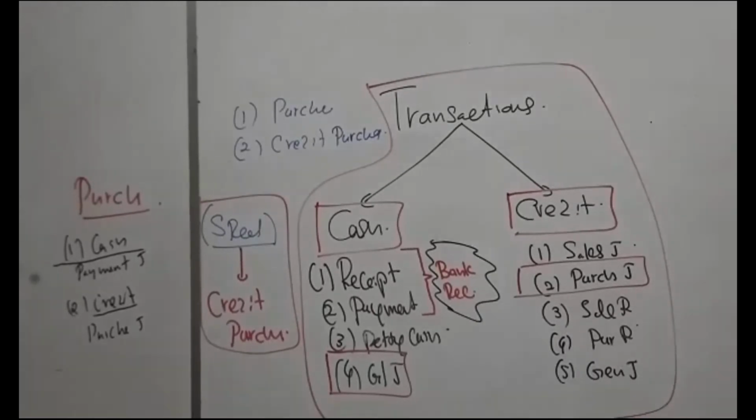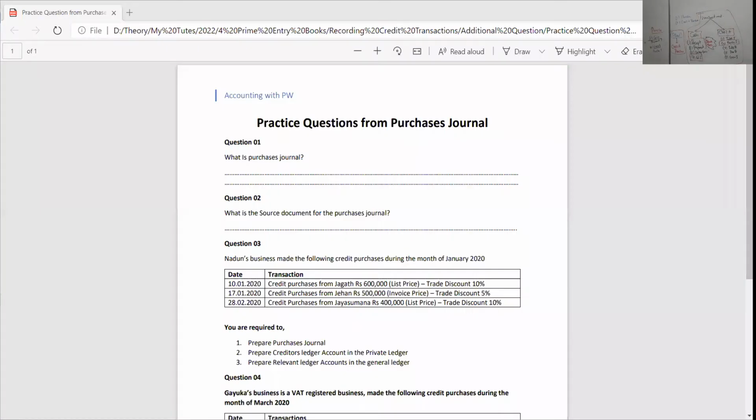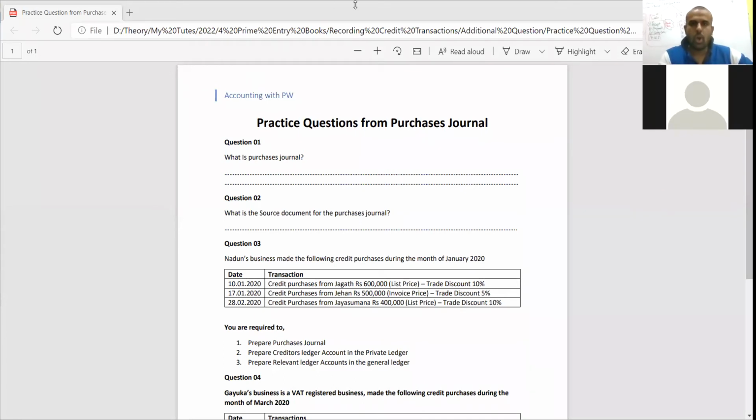With that, we will move into the next part. What is the purchases journal? Puta, how are we going to define the purchases journal? Now you know how to define it. Purchases journal is a special journal in which all the credit purchases are recorded.